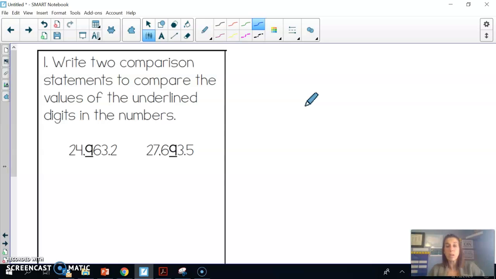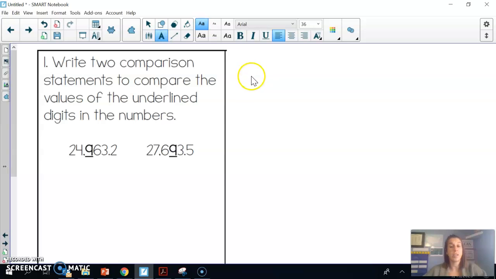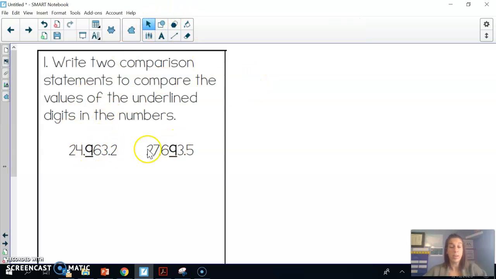Okay? So here is the first problem of your quick check, and you will do the other 3 on your own. It says, write 2 comparison statements to compare the values of the underlying digits in the numbers. So the underlying digits here in the numbers are 9. Okay, 9 is the digit. The first thing I'm going to do, and I highly recommend you do this as well, is you are going to write the value of the 9 in each of the problems.